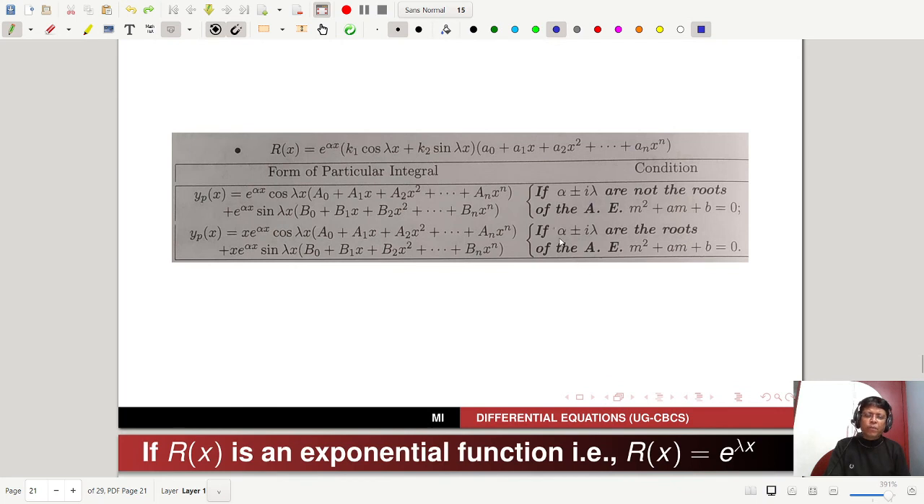But if alpha plus or minus i lambda are the roots of the auxiliary equation, then yp will be x e to the power alpha x. There is an x multiplied in the previous case. The previous case will be multiplied with x. That will be the second case if alpha plus or minus i lambda are the roots of the auxiliary equation. So there is a sequential concept.